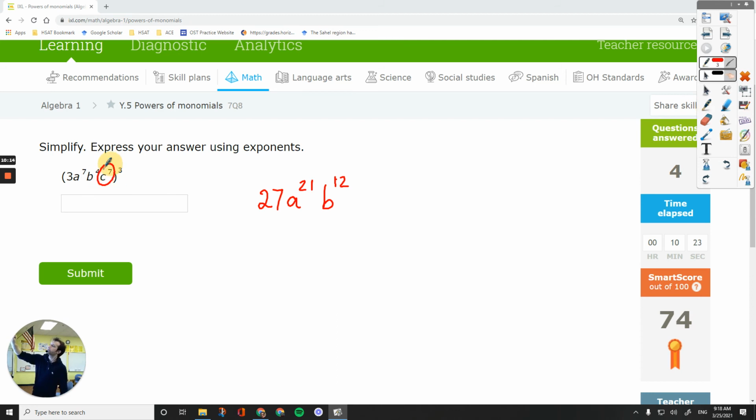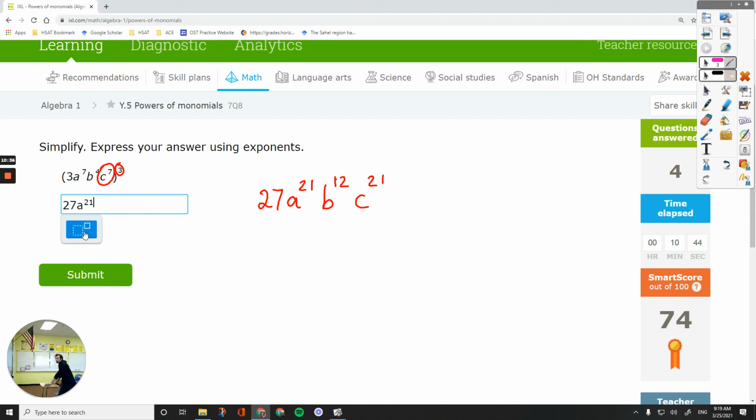So we have c to the power of 7, that's going to be cubed. I have two powers, power of a power, multiply the exponents, keep the base. So that would be the final answer for this question. I didn't put 3 cubed, I just put 27 right away. Okay, times a to the power of 21, and then go down using the arrows, b to the power of 12, and go down, c to the power of 21.